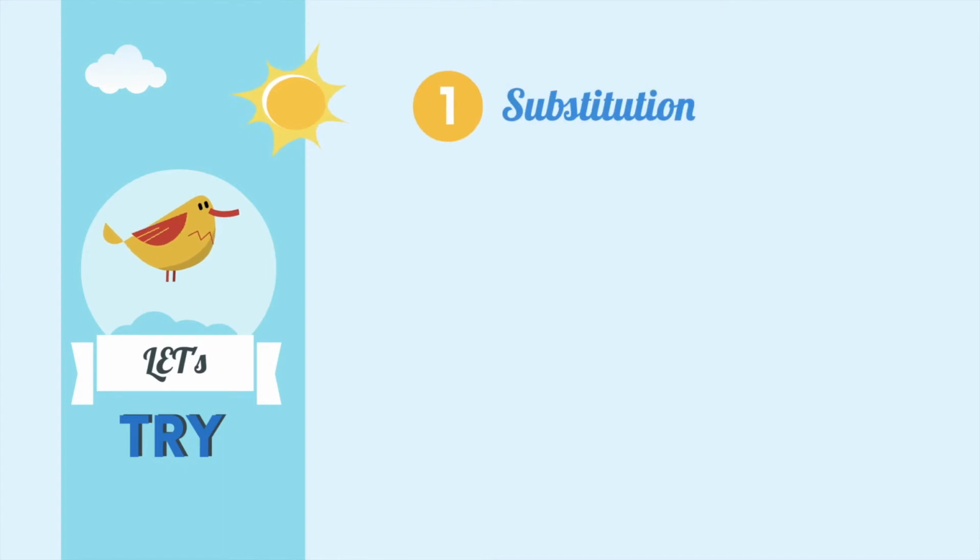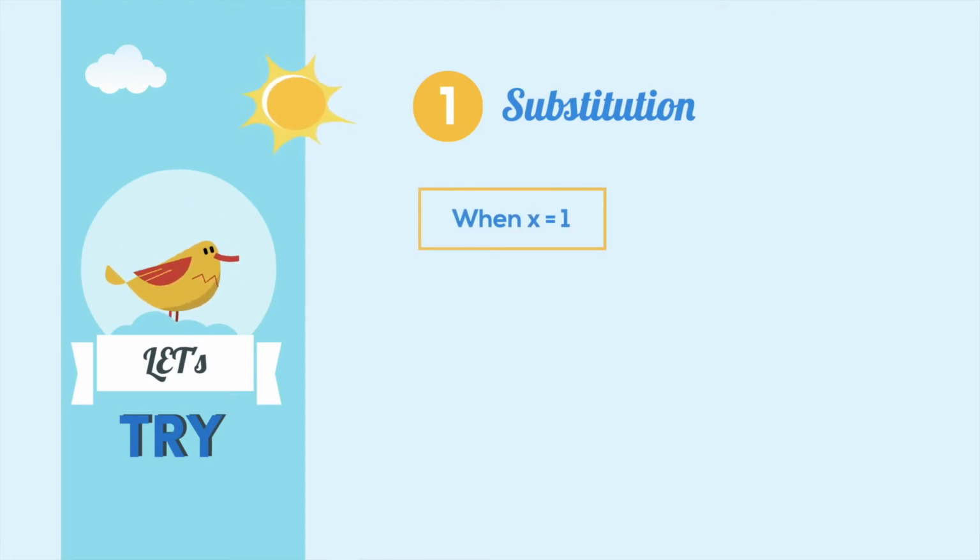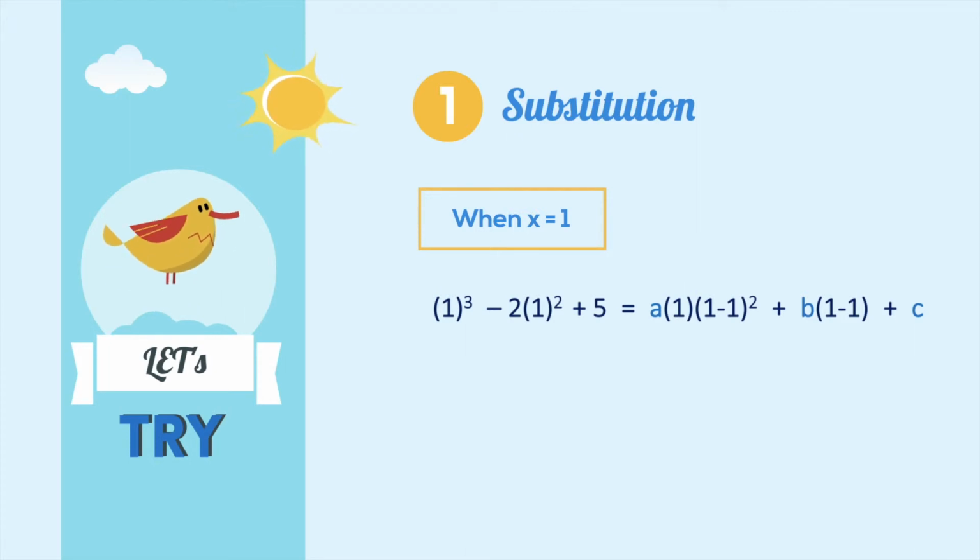There are two methods in order to solve polynomial identity. First, we will try with substitution. The first thing I would do is find the value of c by substitute x with 1 to get rid of a and b.